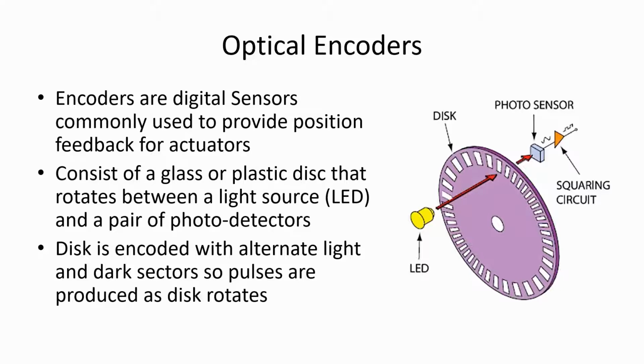This disc is encoded with alternate light and dark sectors. Pulses are produced as the disc rotates. Since there are dark and light spots, or in some cases slots, pulses will be generated when it rotates. Using that we can sense the rotation as well as the rate of rotation.